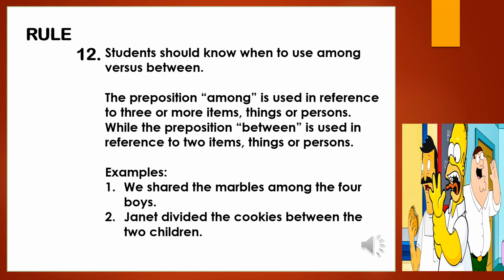Students should know when to use among versus between. The preposition among is used in reference to three or more items, things, or persons, while the preposition between is used in reference to two items, things, or persons. Examples: 1. We shared the marbles among the four boys. 2. Janet divided the cookies between the two children.